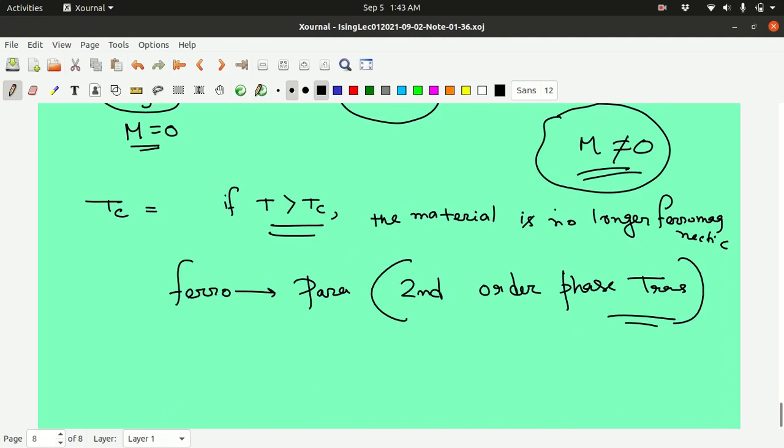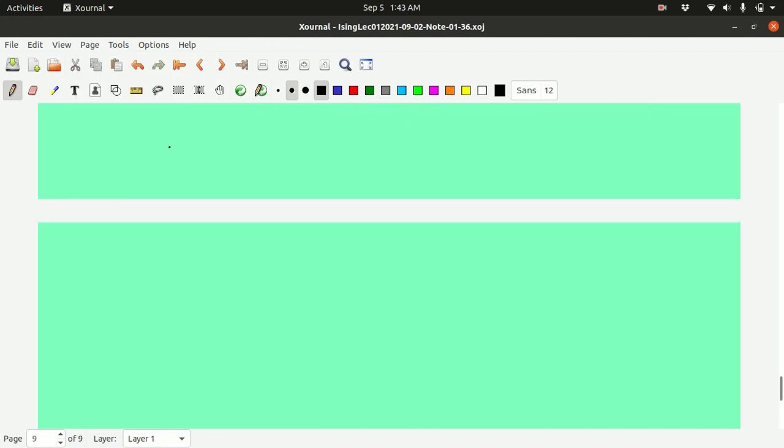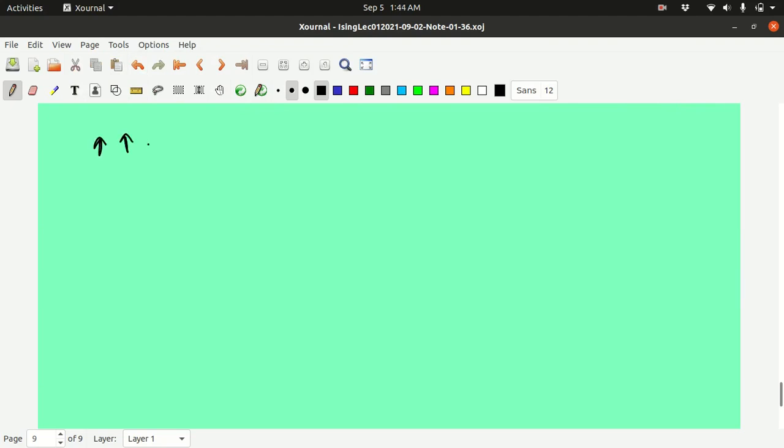So let me draw a ferromagnet for you first. Let me introduce a new page. How will a ferromagnetic material look? It will look like the following. You have spins aligned in a particular direction. Sorry for my drawing, but these spins are strictly parallel with each other, and this is called a ferromagnetic material.